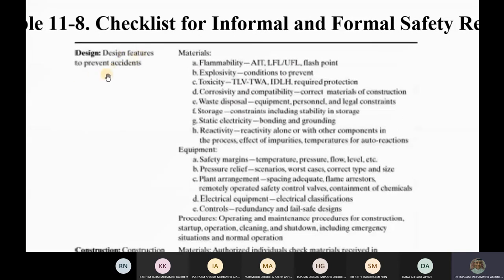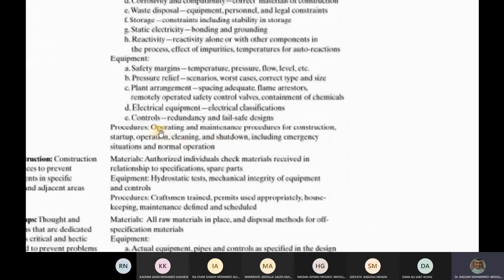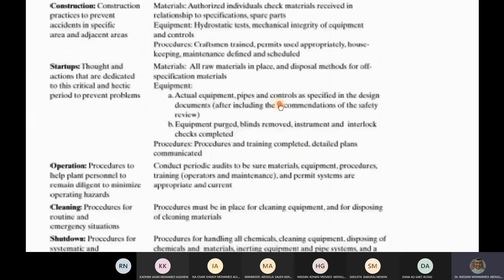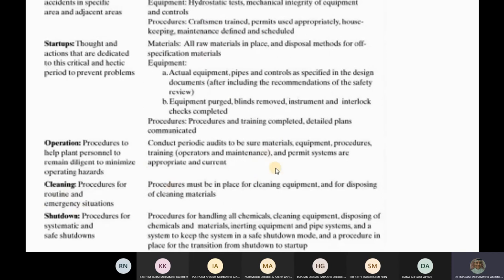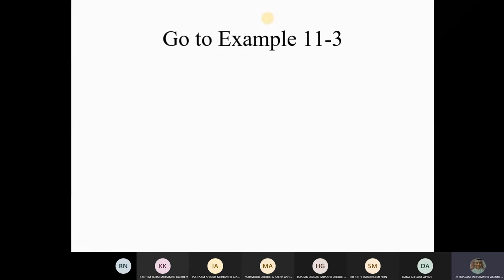And here you can see the design features to prevent accidents, and they sit together and identify the materials they have. What are the materials that are flammable in our system? These are the materials. So we need this information: the auto ignition temperature, the lower flammability limit, the upper flammability limit, and the flash point of all flammable materials, okay? And so on. Explosivity, toxicity, corrosivity, and equipment. So they get all this information. Imagine they have all this information about the equipment, procedures, the materials, the startups, the shutdowns, the cleaning process. So it's like a checklist for them so that they are ready to work on it.